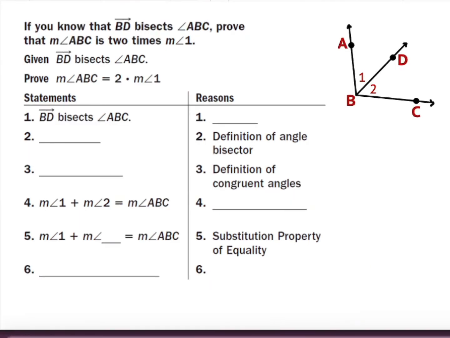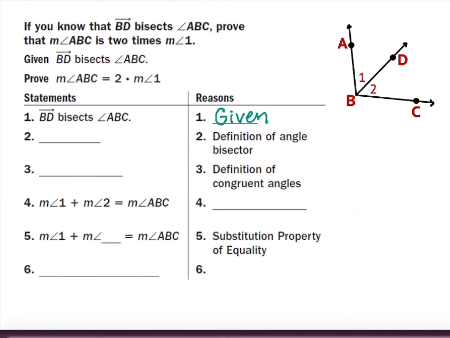All right, just one more, and I promise the more you do, the more this will start making sense. If you know that ray BD bisects angle ABC, prove that the measure of angle ABC is 2 times the measure of angle 1. And we've got a diagram over there, and the given is the if part, so we've got BD bisects ABC. That first part is given.